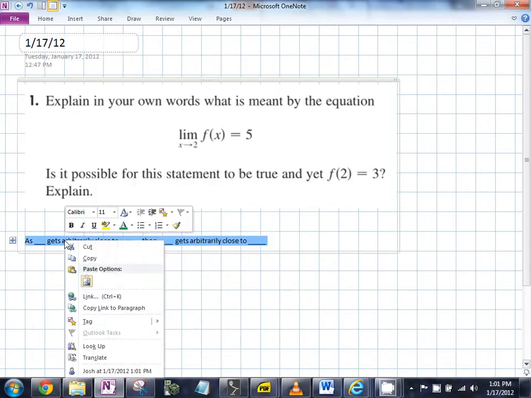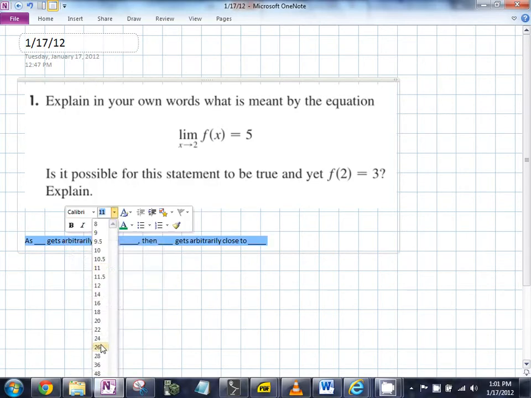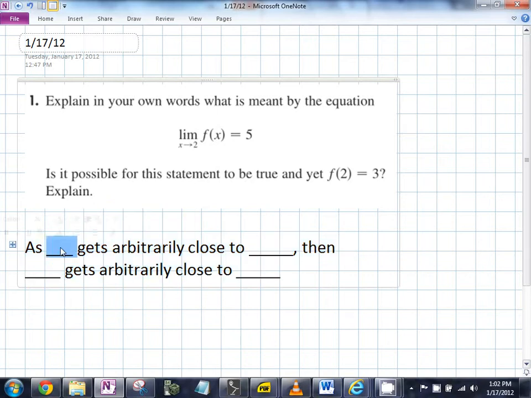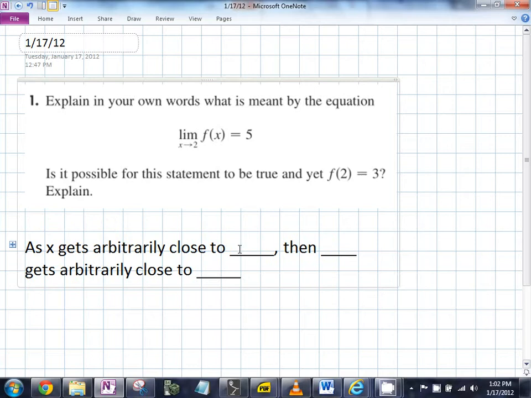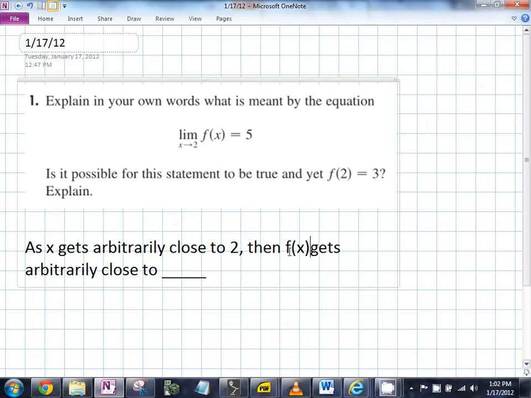And what is that? We talked about this yesterday. As what gets arbitrarily close to what? What's the first thing? As x gets arbitrarily close to 2, then f of x gets arbitrarily close to 5. That's what that statement says.